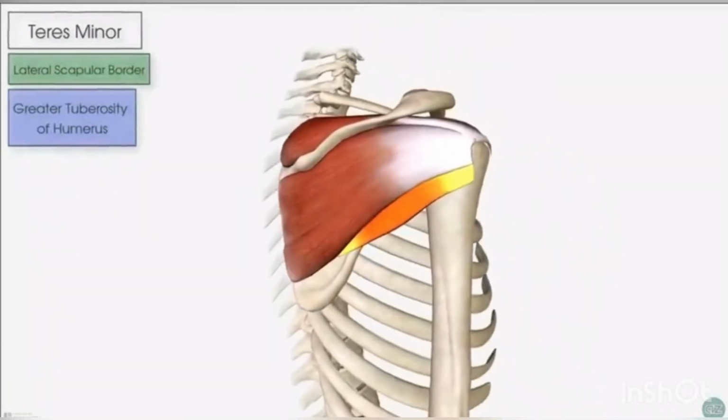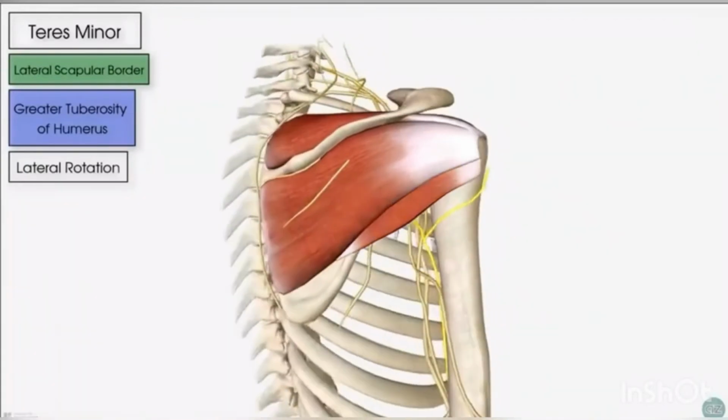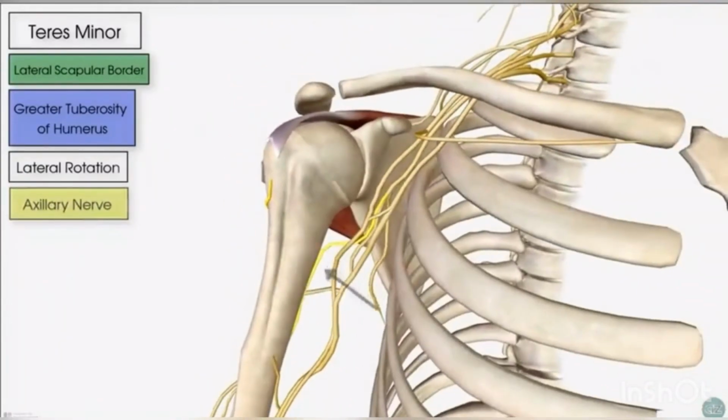In isolation, the Teres Minor muscle performs external or lateral rotation of the humerus. The nerve supply to the Teres Minor muscle is derived from the axillary nerve.